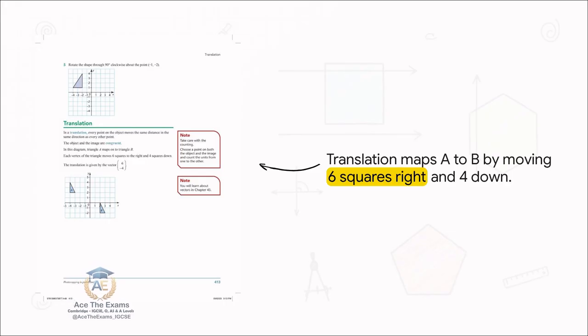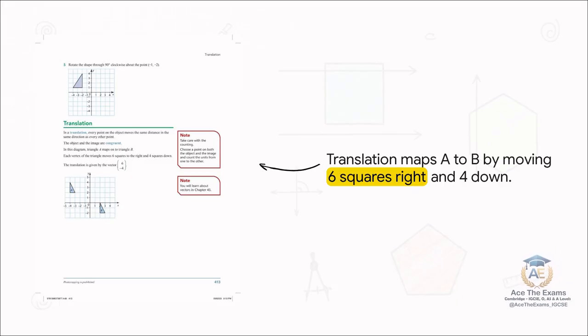Okay, let's slide over to our next transformation, translation. In a translation, every single point on the object moves the exact same distance in the exact same direction. For example, look at triangle A. It maps onto triangle B by moving 6 squares to the right and 4 squares down. And we describe this mathematically using a column vector. The top number is your horizontal movement.